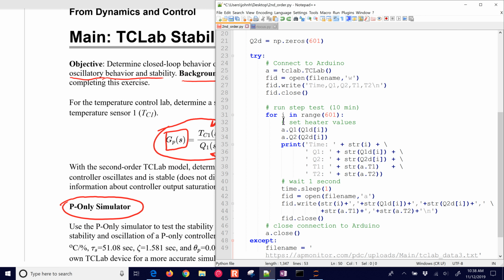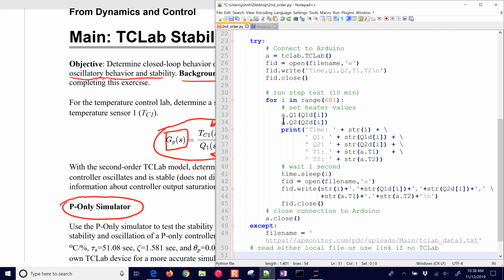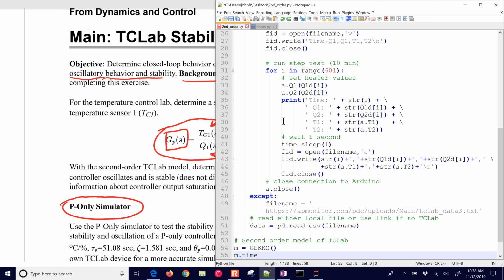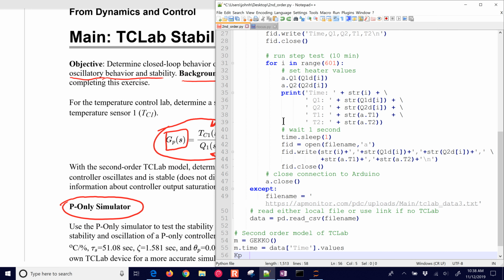And if I don't have an Arduino connected and I don't have data.csv, it's going to go out and just grab that file from the URL. Alright, I'm going to read the file name, and then let's go ahead and model a second order system of the TCLab. I'm going to do that with Gekko, and I'm going to insert the time values, and then I'm going to make a new parameter that I want to estimate.